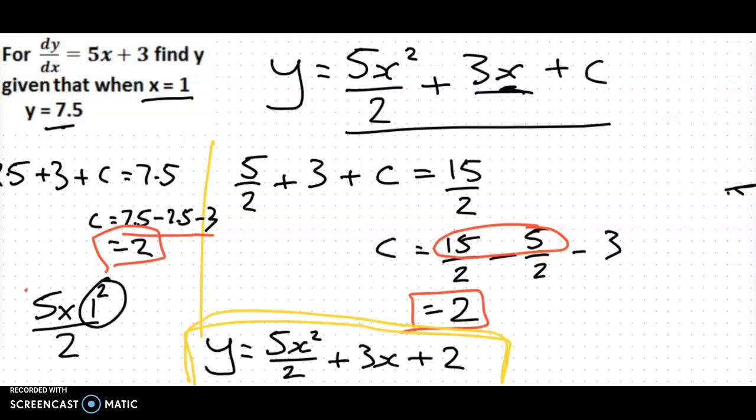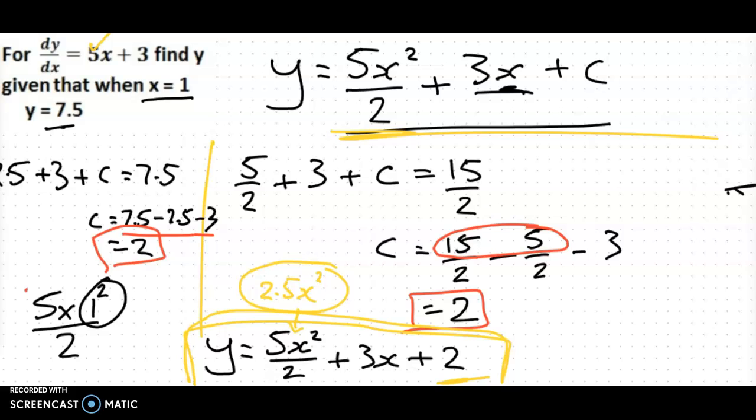I've just rewritten what I've written up there, but now I've put in C is equal to 2. By the way, of course, if you've written 5 over 2 there as 2.5, of course that's still correct, right? 2.5 x squared is exactly the same as that, because when I differentiate that, I get 2 times 2.5, which is 5, so that's fine.